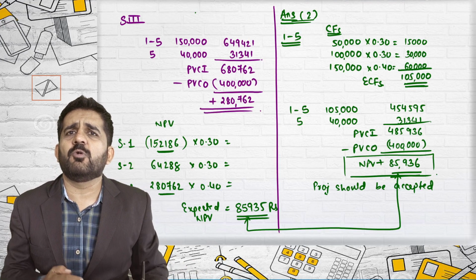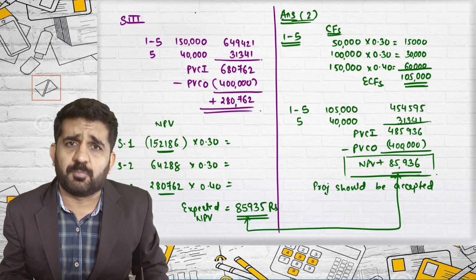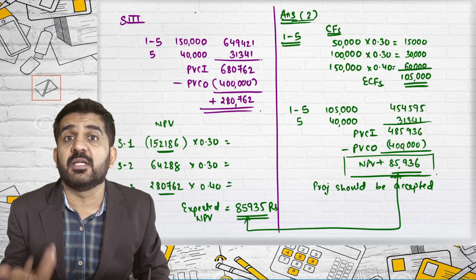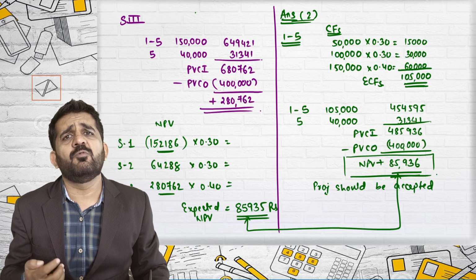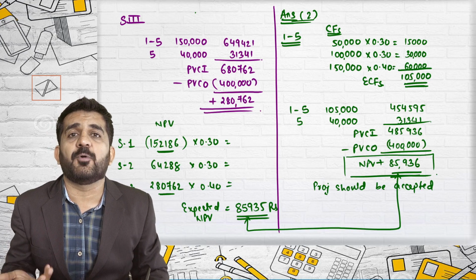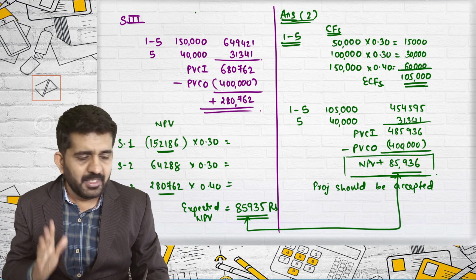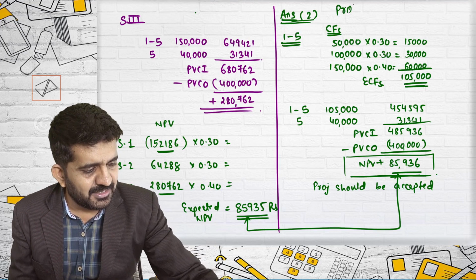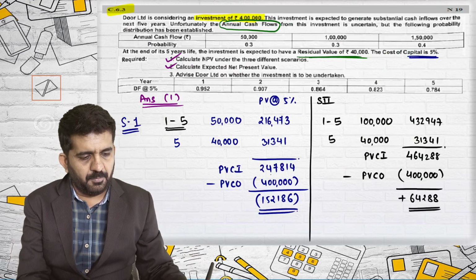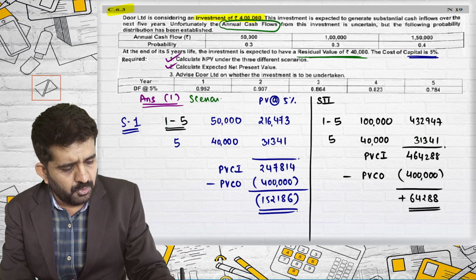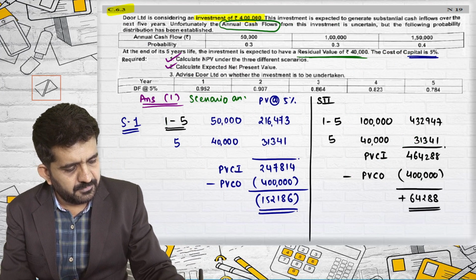Here, first I found the expected cash flow and then the present value. Here, I directly found the present value under the different scenarios and just found the expected net present value from the NPV of the different scenarios. Both answers will be the same. Please understand, answer number 2 is the probability method and answer number 1 is scenario analysis.